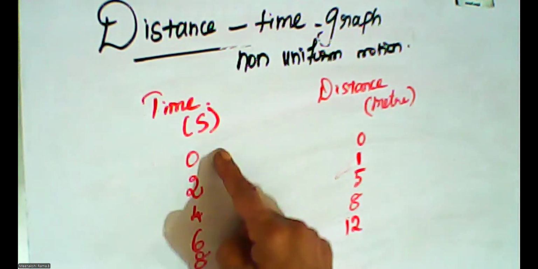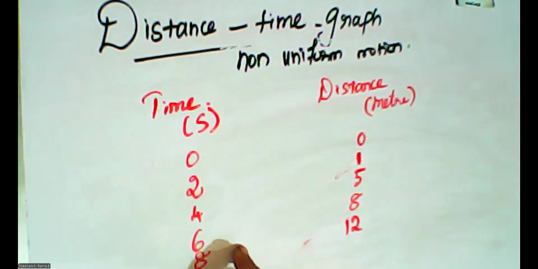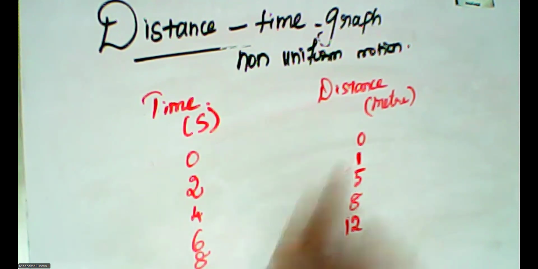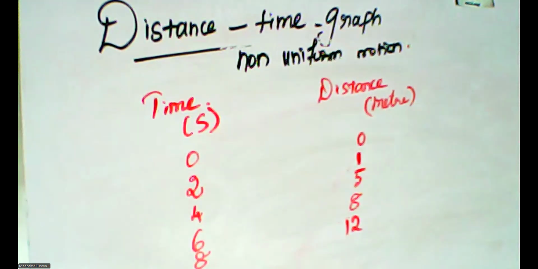Just look at the data: the time duration and the distance covered are not equal. So this is the example of non-uniform motion. In uniform motion, the person crossed equal distances in equal intervals of time, but here the person does not maintain equal distance in equal time duration.